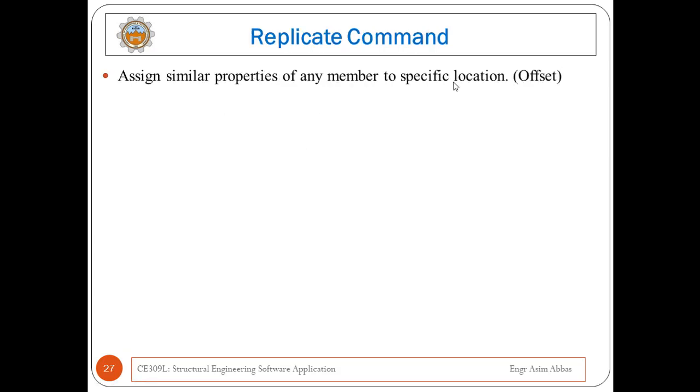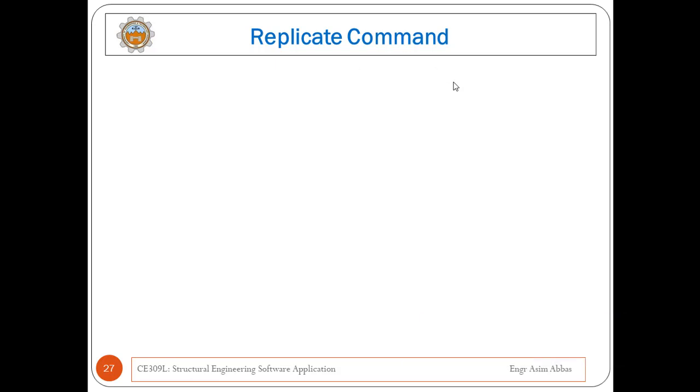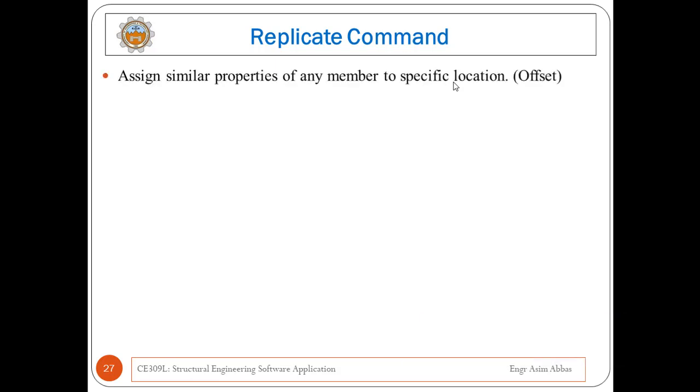Okay, now the replicate command. In the replicate command, you can copy or replicate your materials along with members at a specific location. How? For that you will just select the element or group of elements that you want to replicate at a particular location, then go to Edit, then Replicate, or just press Ctrl+R. It is a shortcut. Okay, so this window will appear.